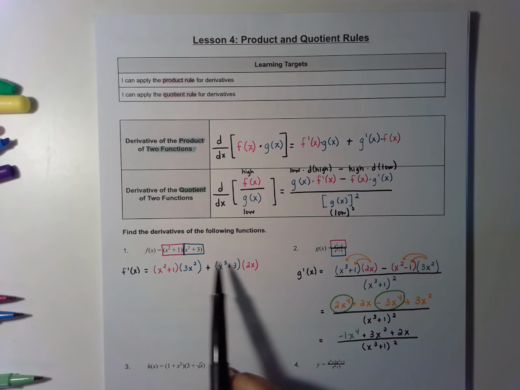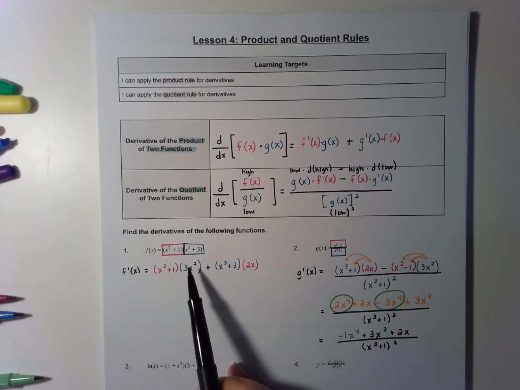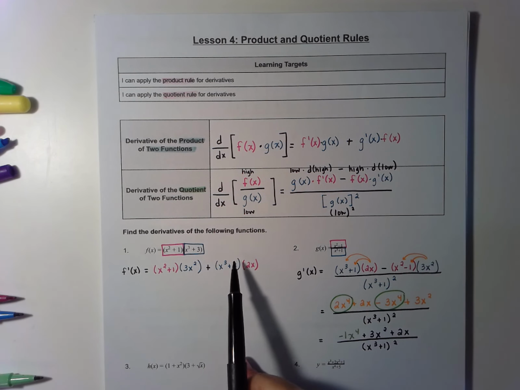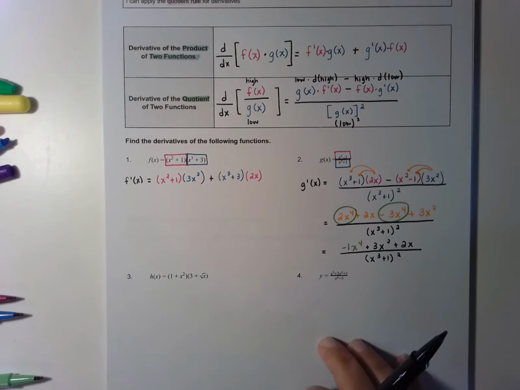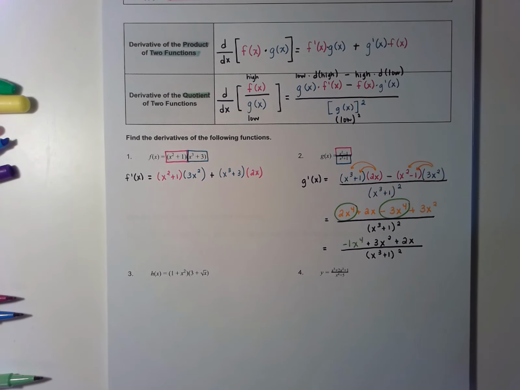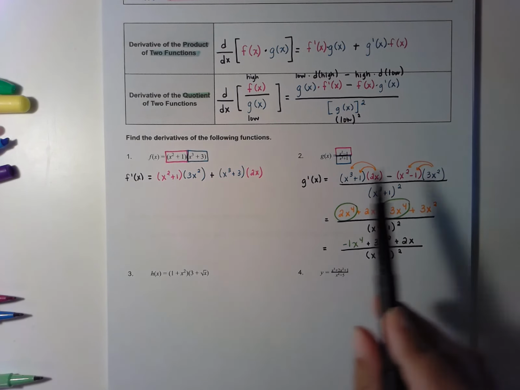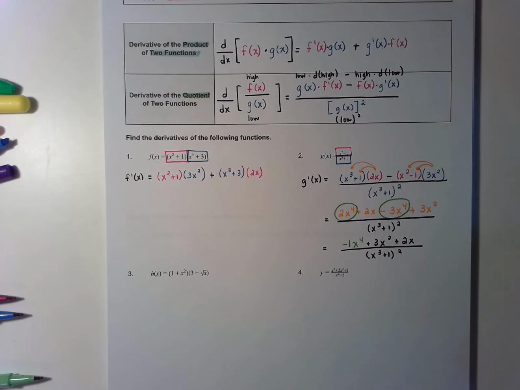In a similar way, in this first example, you could distribute the 3x squared, distribute the 2x, and then simplify by combining like terms. For problem number 3 here, and I'm not going to simplify any of these problems because I just want to focus on the product and quotient rule, but I wanted to show you one example where you could see the simplifying happen.